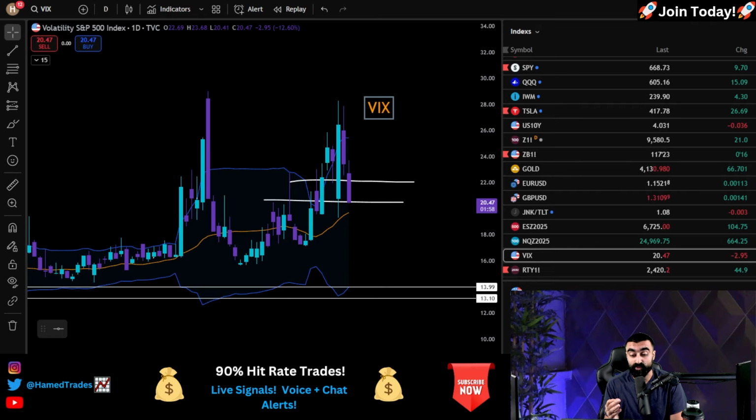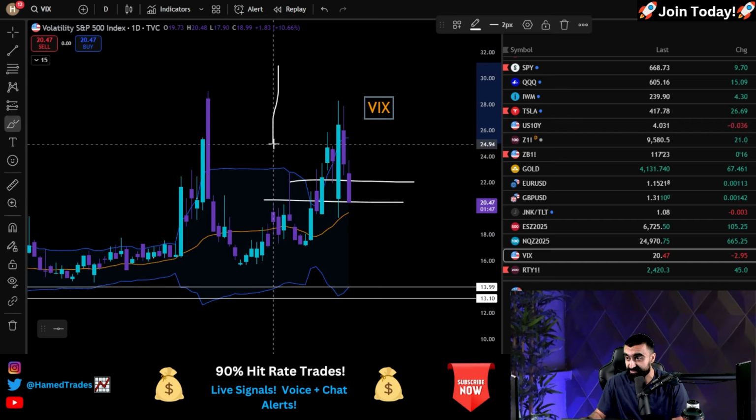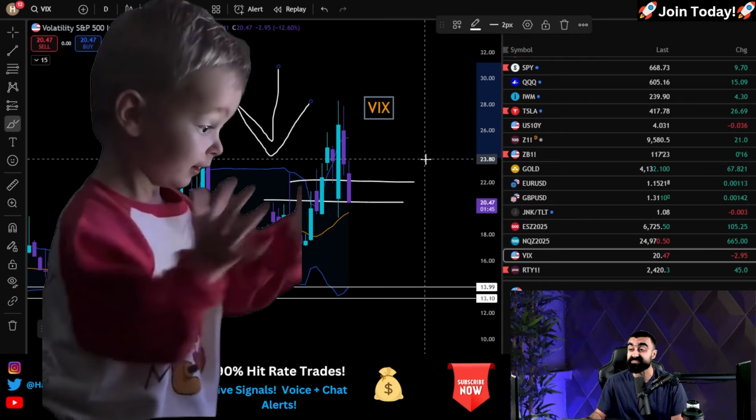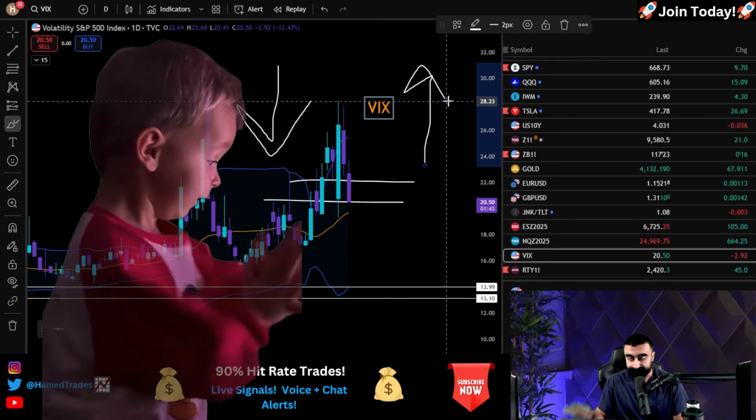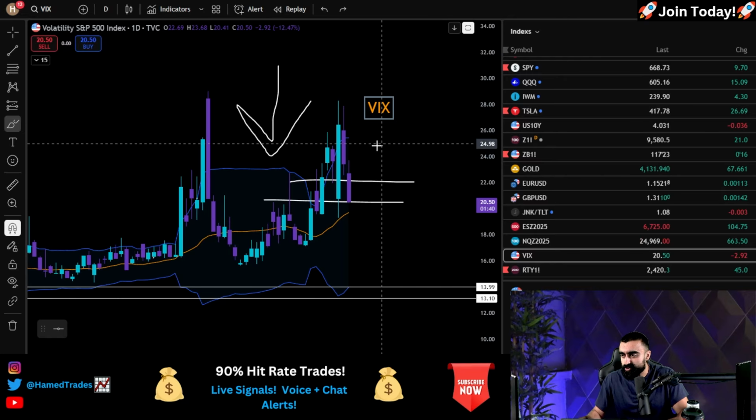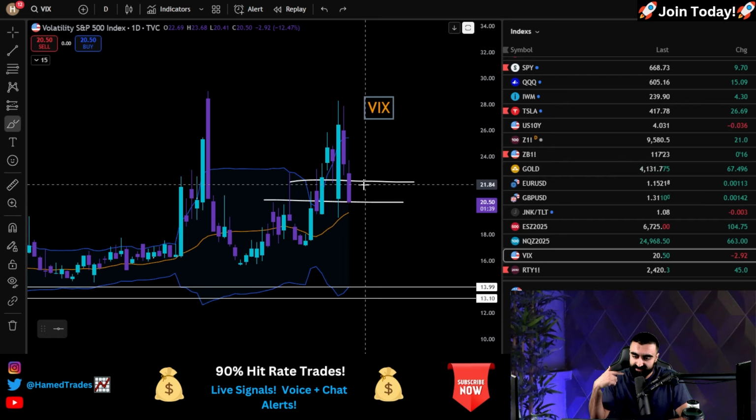First and foremost, we're going to take a look at the VIX. We've been monitoring the VIX because it has an inverse relationship to the market. If the VIX starts to fall, that means the market should rise. Nice and simple.